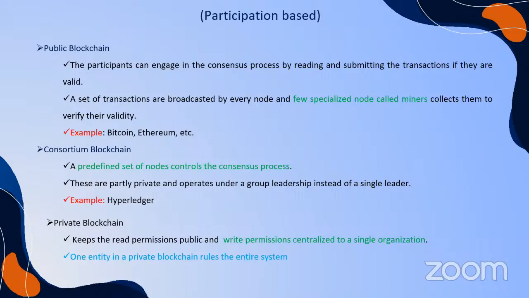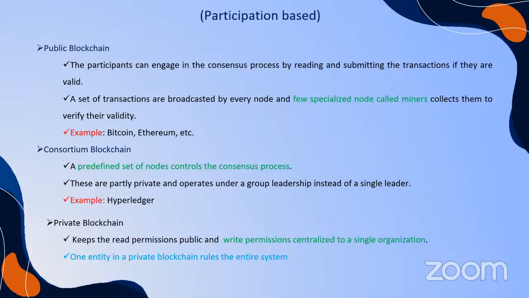So we have custodian blockchain, that's like private blockchain. Keep the read permissions public and write permission. So we have centralized to a single organization. Only one entity in a private blockchain rules the entire system. In custodian blockchain, a predefined set of nodes control the consensus process. These are partially private and operate under a group of leadership instead of a single leader.